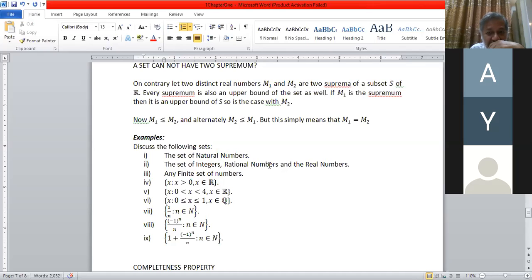What about the set of rational numbers? Unbounded. Set of real numbers? Unbounded. What about any finite set of numbers? Bounded on both sides. Every finite set of numbers, where the number of elements is finite, you can count them. The count is finite, so it has to be bounded. If my set has 4 elements, 1, 2, 3, 4, it is bounded because it is both bounded above and bounded below.